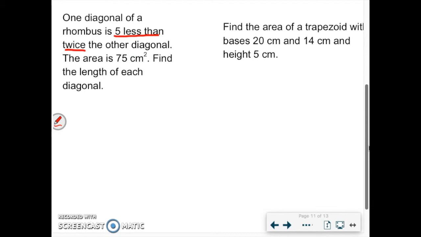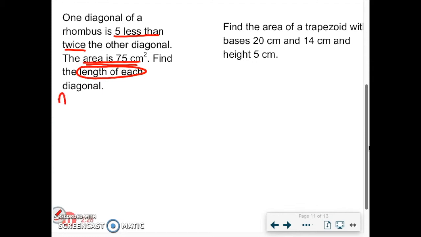They tell us the answer this time. The area is 75. They told us the area, which is a little bit of a different approach. So the question is to find the length of each diagonal. That's what the question is. This can be a pretty challenging problem. It's going to involve some algebra review. It's going to involve some factoring.